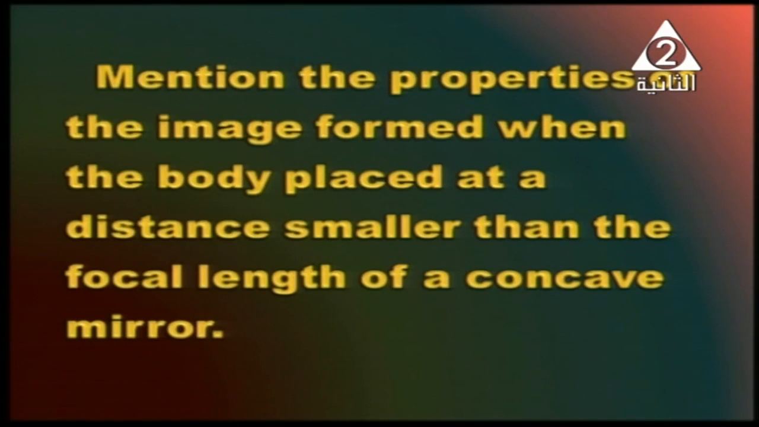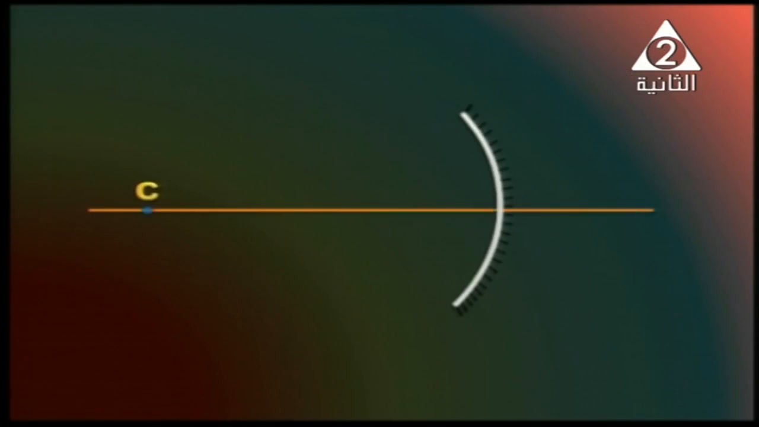So the object is placed at a distance smaller than the focal length, which means it will stand at a distance smaller than the focus. This is the concave mirror, and this is the principal axis. Locate in it the focus and the center of curvature. The object is placed at a distance less than the focal length.